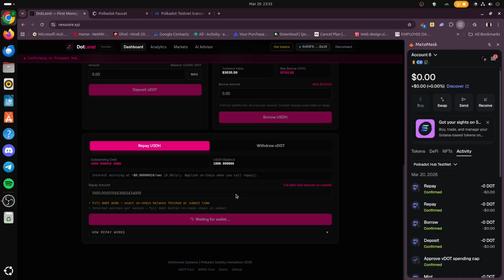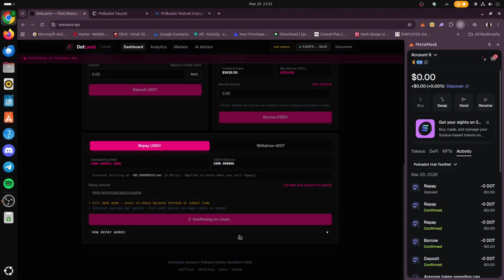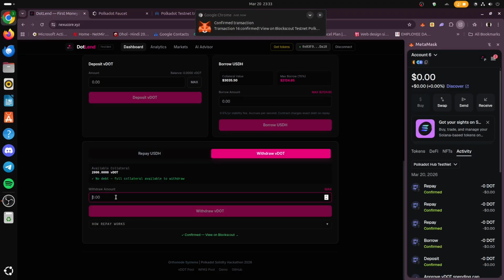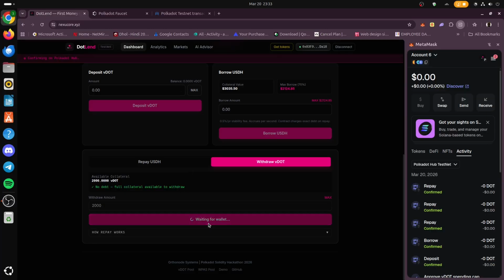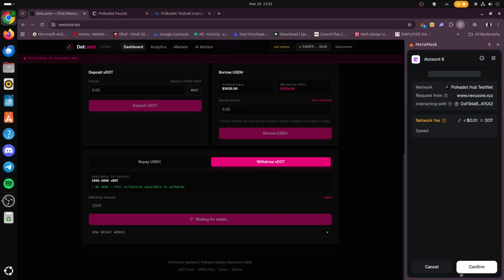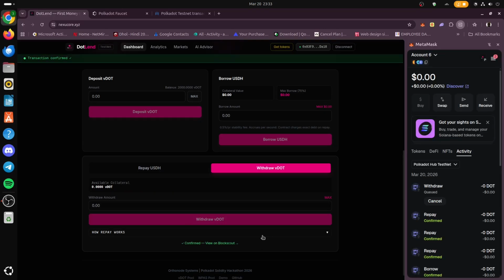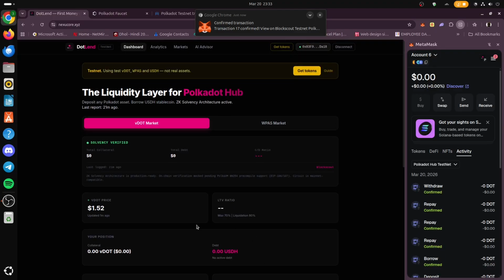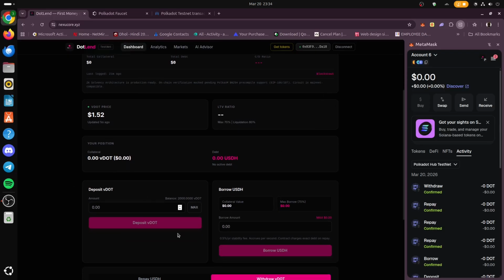The transaction got confirmed. Now let's withdraw our vDOT. We had used 2000 vDOT earlier as collateral. Now withdraw it completely. Waiting for the transaction. It showed up. Okay, done. You can verify over here: zero debt, zero collateral. Balance is back to 2000 vDOT. Max borrow, etc. is completely zero. Thank you.